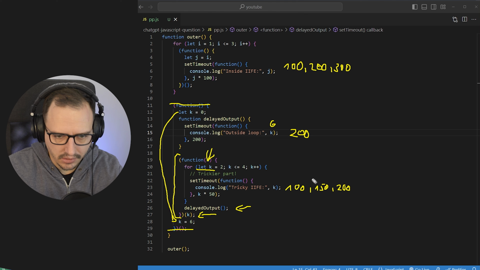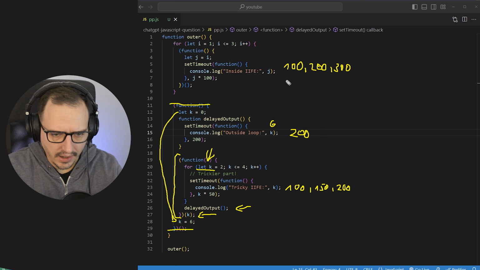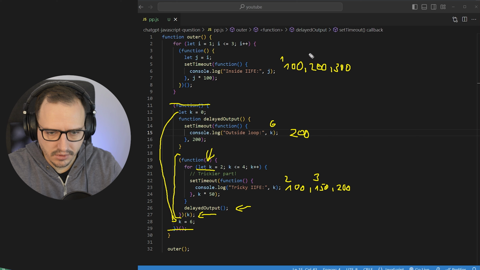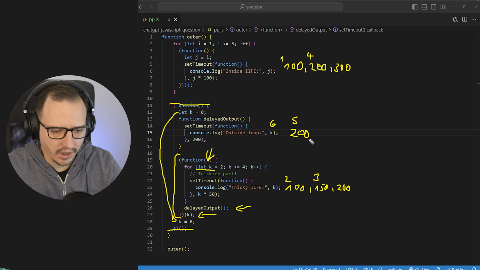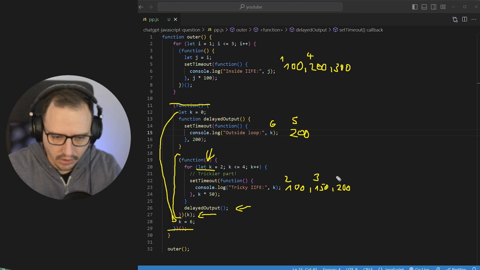Okay, so now we only need to get the timings right. The first one should be inside IIFE. This is going to be first. Then we have 150, so tricky IIFE is going to be the second one, right? And then this should be the third one. But this should be the fourth one because this was registered sooner. This should be the fifth, because it's 200. No, fifth is this one, because this was registered sooner with 200. And then this goes sixth. I think this is the last one.